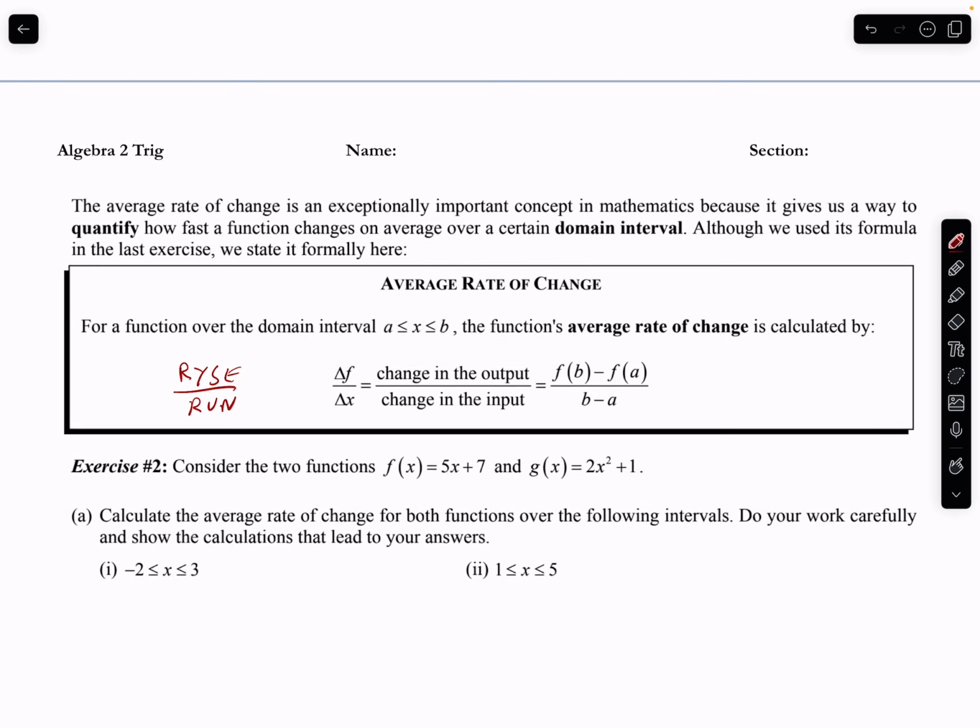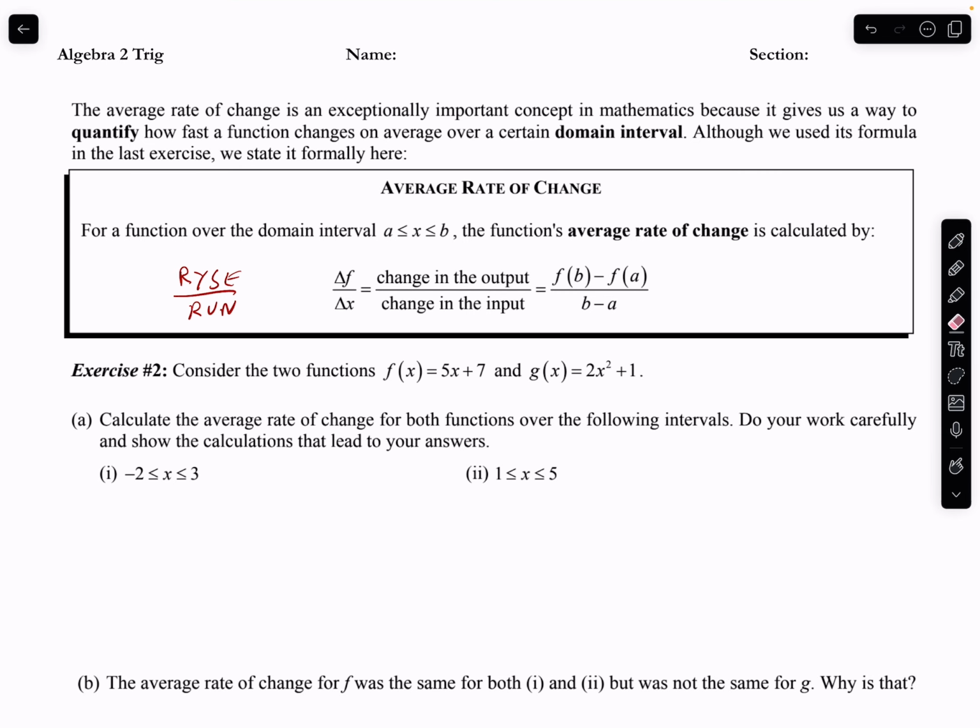So now what we're looking at here is, if we have values, what is the average rate of change from -2 to 3? What you can see here is we have to find out what the y value is first. So first, I'm going to substitute f of -2 in. So I'll get 5 times -2 plus 7. And I'm also going to substitute 3 in. So f of 3 would be 5 times 3 plus 7.